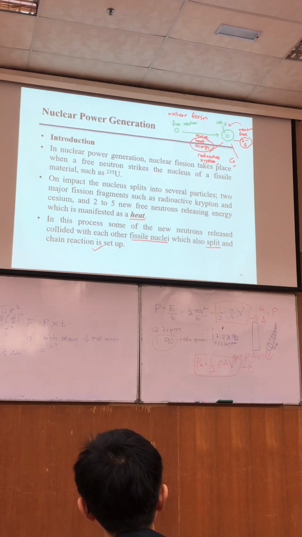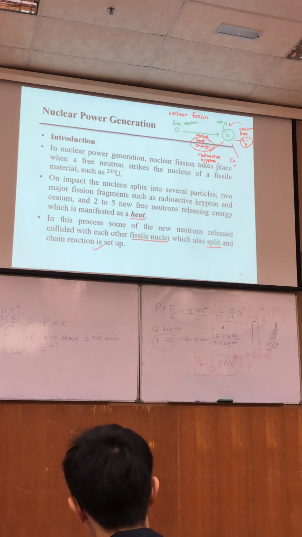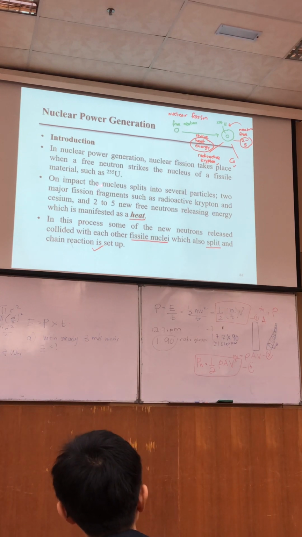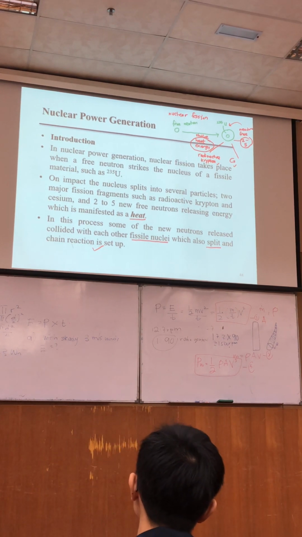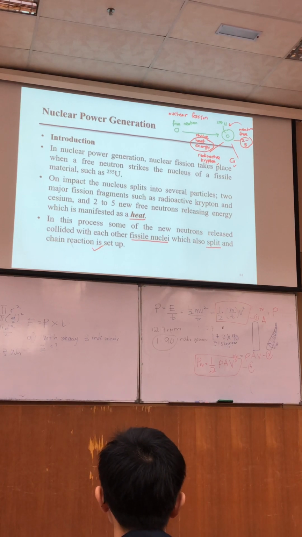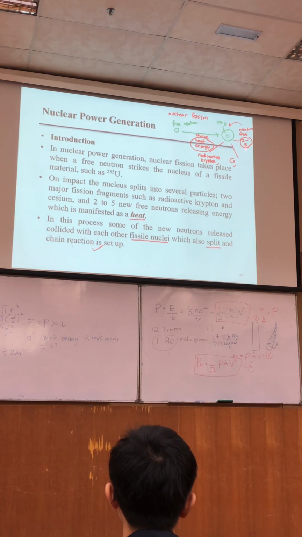In nuclear power generation, nuclear fission takes place when a free neutron strikes the nucleus of fission materials such as uranium. Sometimes it can be plutonium. The impact splits the nucleus into several particles. You can see in this figure, when a free neutron strikes the uranium, it can split into several particles: 2 to 5 free neutrons, and then we have the cesium here, and then we have the radioactive krypton.